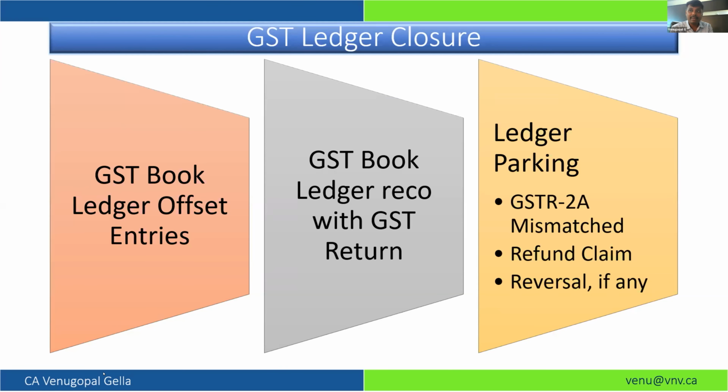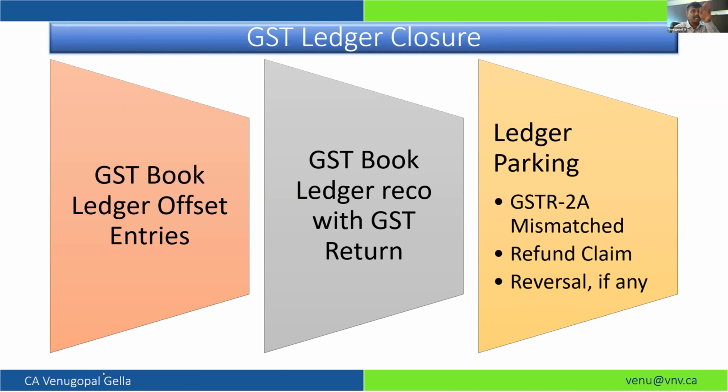Say on 20th April, I'm filing the 3B of March. Basis my 20th April filing, I will post an entry in the books of accounts backdated to 31st March, debiting the electronic credit ledger, crediting CGST, SGST, IGST input. After this entry, if there is any balance left in those ledgers, assuming there is a debit balance, you have a short reporting of input tax credit.